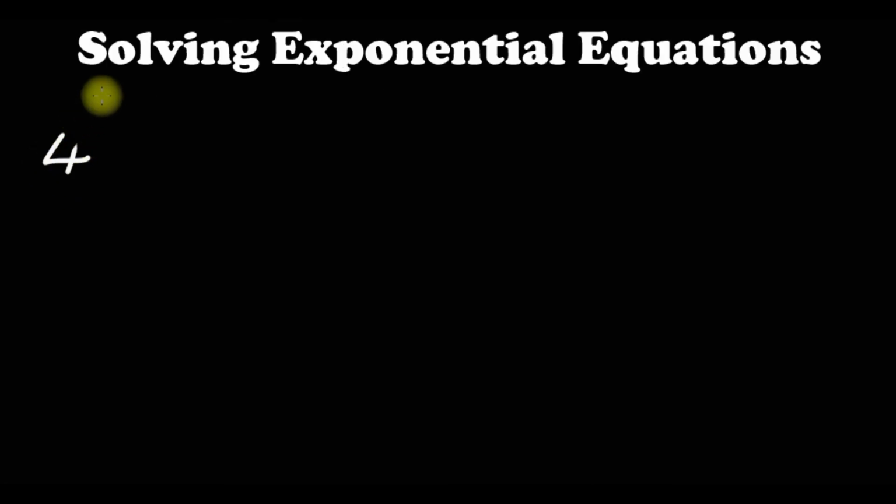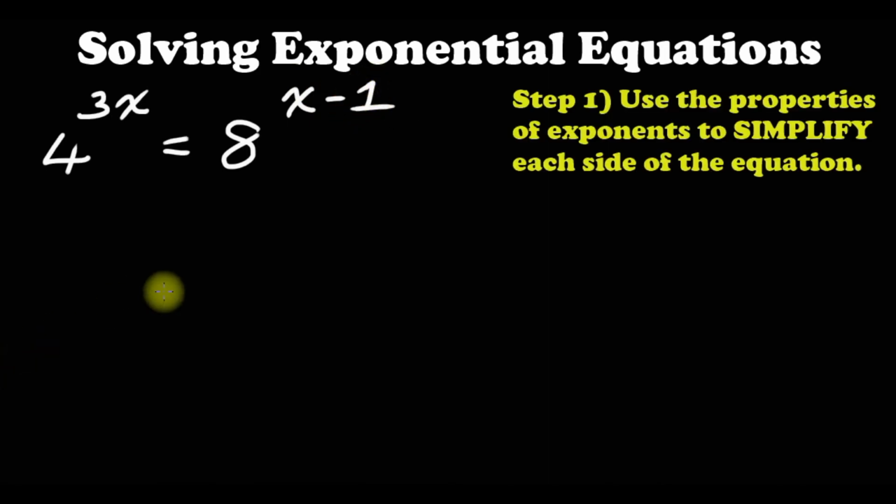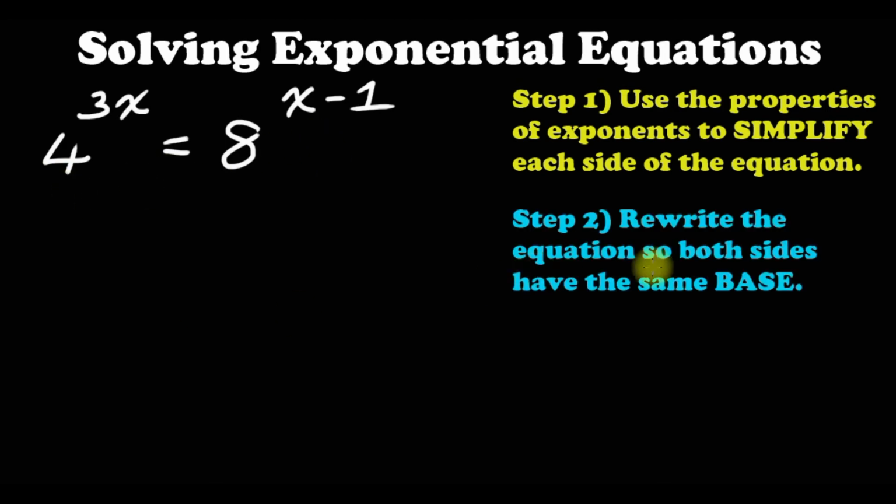So here is another exponential equation. 4 to the 3x is 8 to the x minus 1. Okay, so first thing we have to do is use the properties of exponents to simplify each side of the equation. Here we don't have to do that. Okay, step 2 is to rewrite the equation so both sides have the same base. So we got to get base 4 and base 8 to the same base. So how do we do that?